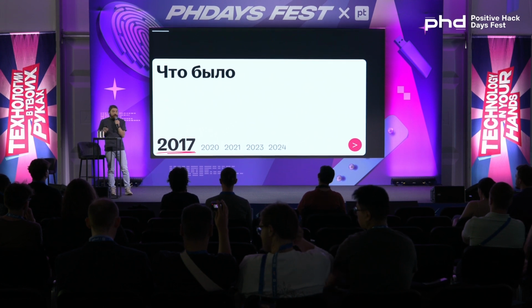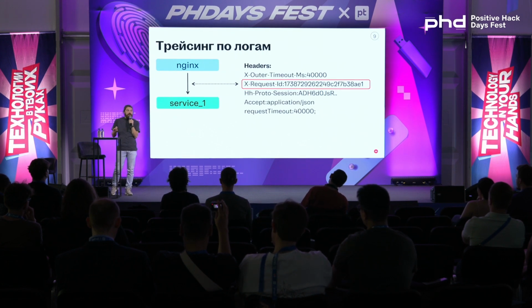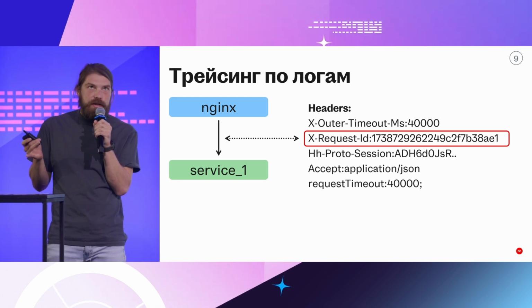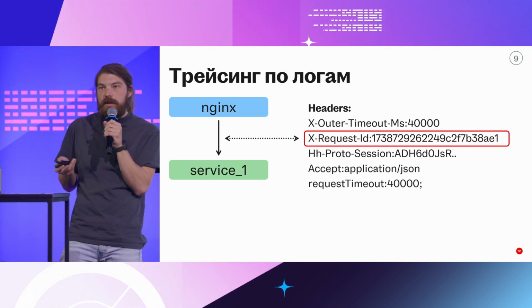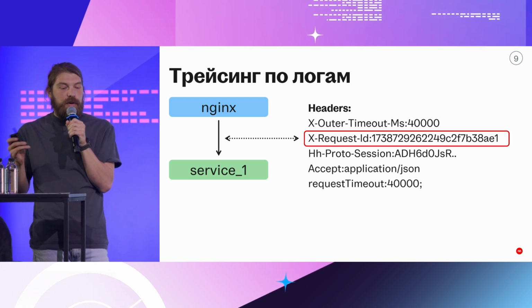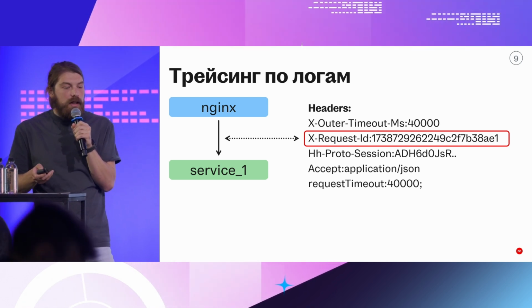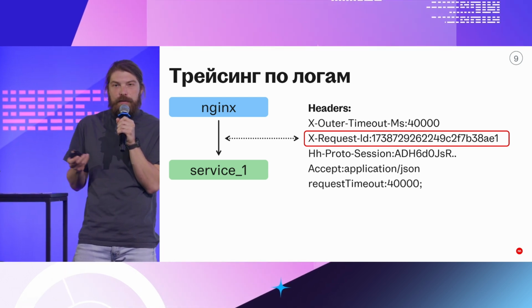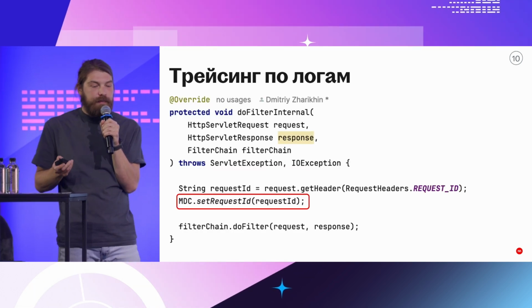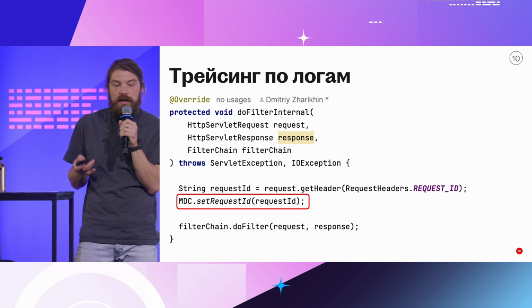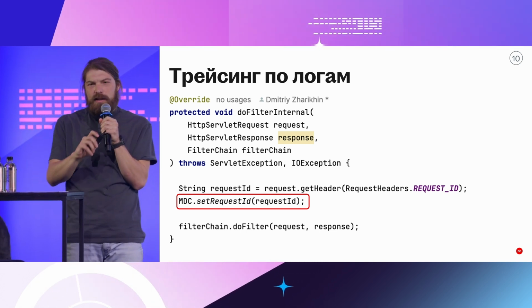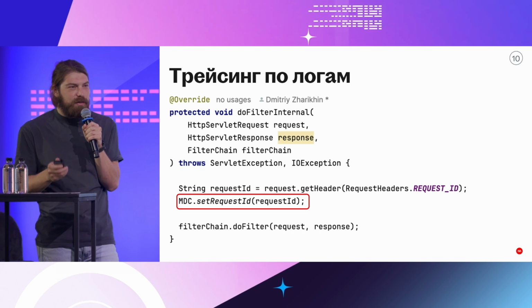My colleagues, before I joined Headhunter, built log tracing. Let me explain how it used to work. When the request was coming into Nginx, it would generate a unique request ID and put it into the header. And then it would pass it to the service as part of the request. The service would get this header, retrieve it, and put it into the special logging context.